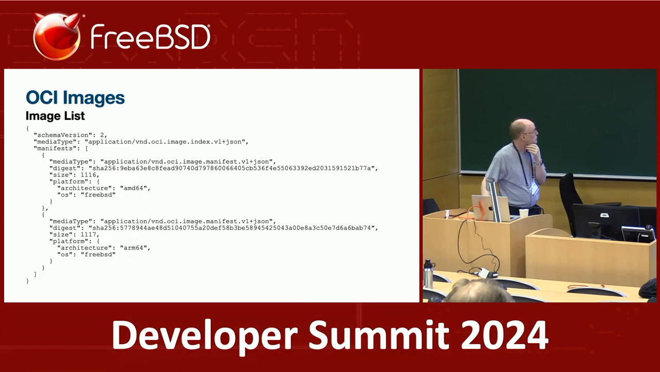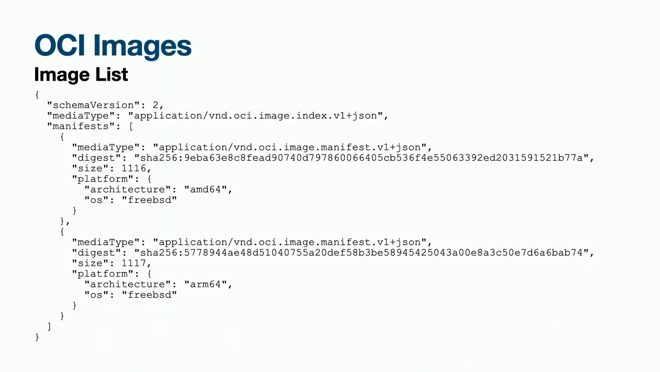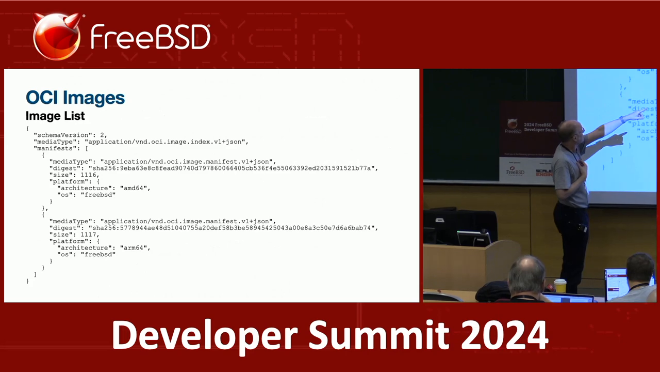Let's look at some examples. Hope you can read this. So this is a typical image list. So we can see that it's typed itself, and you will see the type on both ends. The object stores its own type, and references to the object have to match that type.